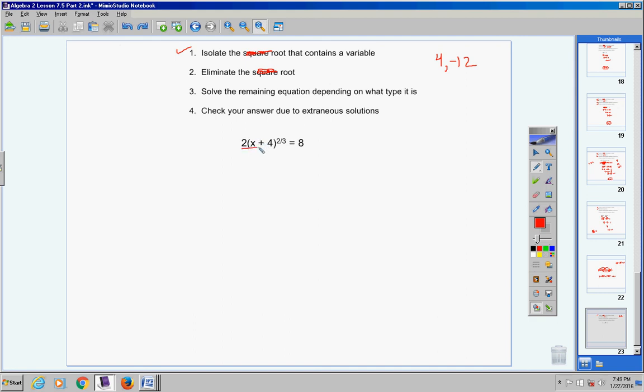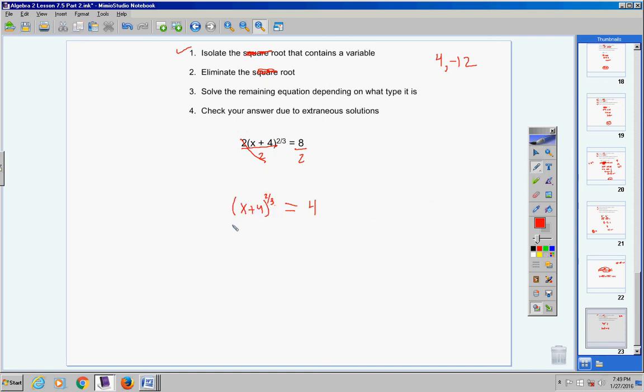So I'm going to divide both sides by 2 to get this parentheses all by itself. Cancels, leaves me with x plus 4 equals 4 to the 2/3 power. Now, what power do you want to get rid of? You want to get rid of the 2/3, right? Sure you do. I need a little more room here to write something in. There we go. We want to get rid of this 2/3.